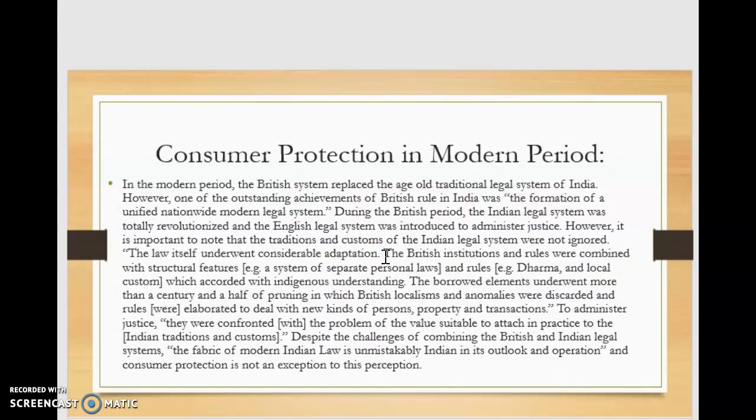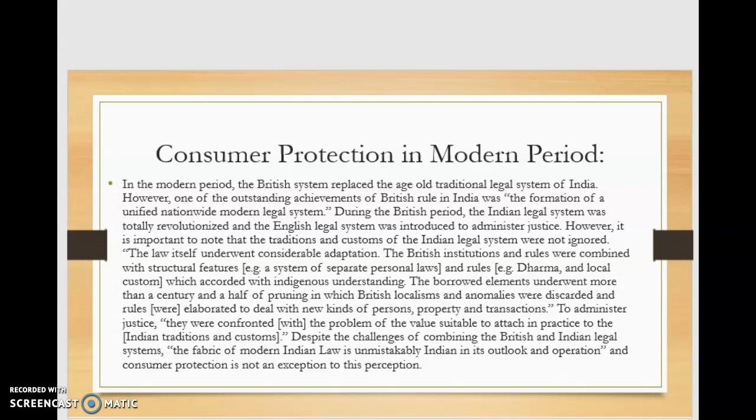Now, when we talk about the modern period, we say that the British system replaced the age-old tradition of the legal system, and one of the outstanding achievements during British rule in India was the formation of a unified nationwide modern legal system. It was during the British period that the legal system was totally revolutionized, and the English legal system was introduced to administer justice. However, it is important to note that the traditions and customs of the Indian legal system were not ignored, and the law itself underwent various adaptations.